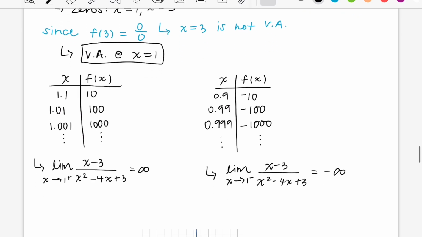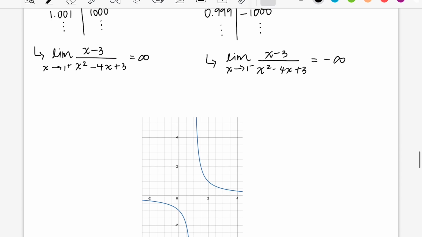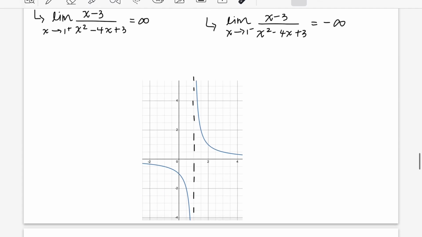And then below here is the graph of our function. And what we have is that there's a vertical asymptote here. And graphically, we can see that this is the case that we're never actually going to hit this one here. We're never going to cross this vertical asymptote. We're just going to get closer and closer to positive infinity and negative infinity. All right.